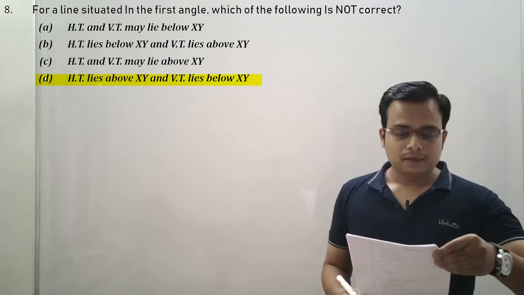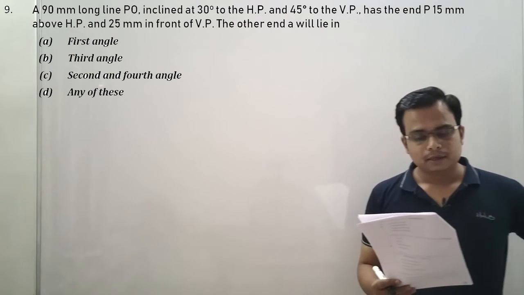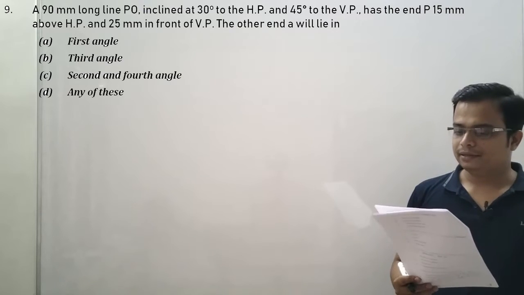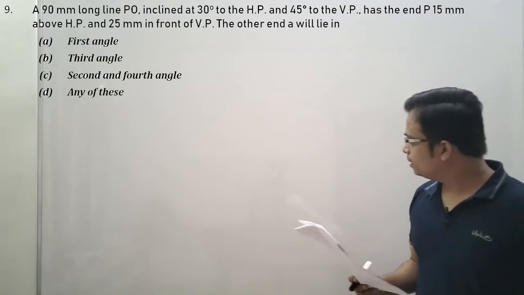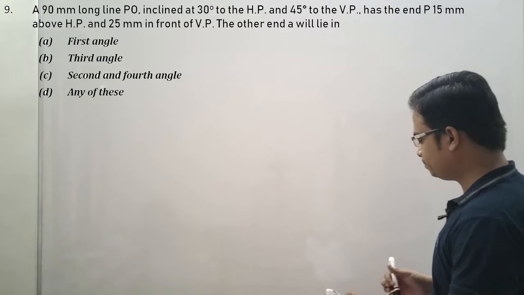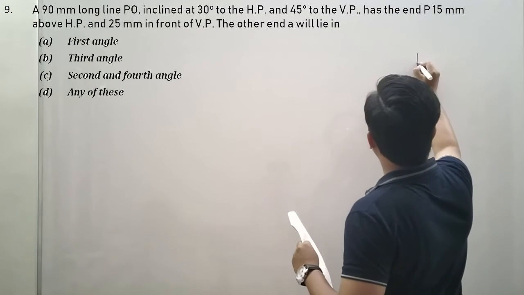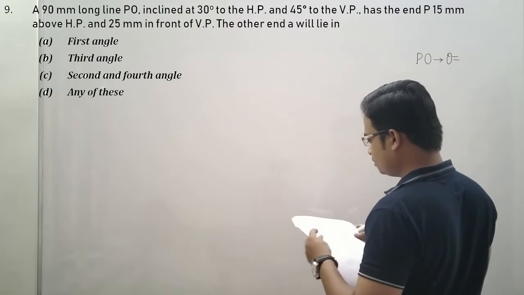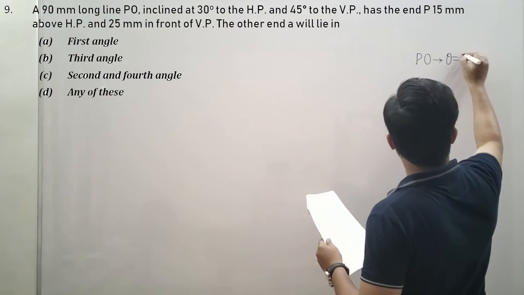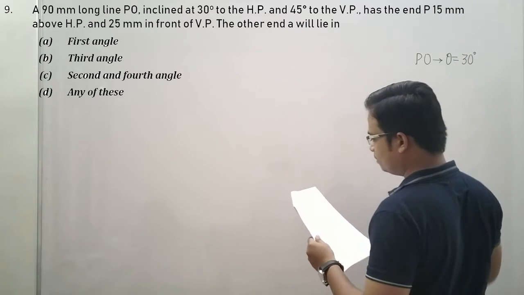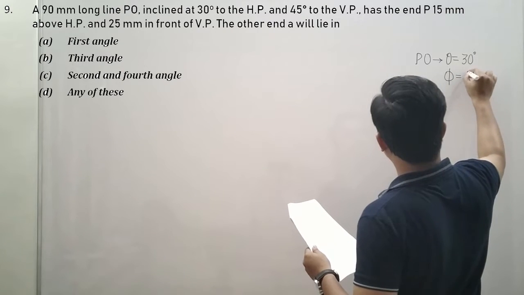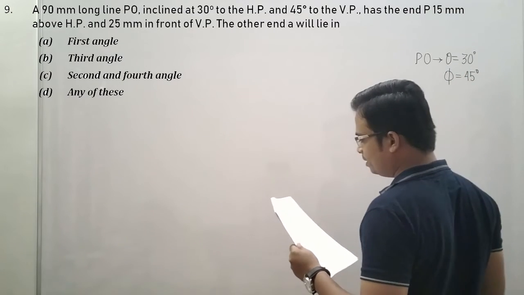Okay. Let's now switch over to problem 9 and go ahead and read this. A 90 mm long line PO, the name is PO, fine, inclined at 30 degrees to the HP. So theta has been given. The name of the line is PO, and with respect to PO, theta has been given as 30 degrees, and 45 degrees to the VP. So the inclination that the line would make with the vertical plane is 45 degrees.